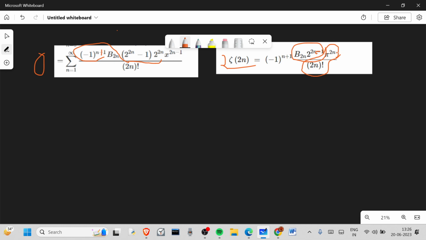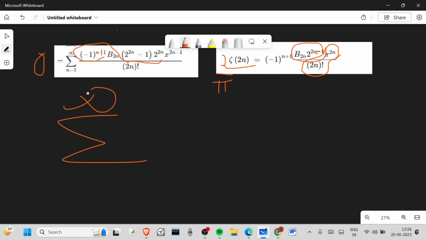That means 2 pi to the power 2n minus 1 plus 1 plus 1. So I have to do 2 by pi precisely. However, you are seeing 0 here, so it doesn't matter. So anyways, I formed this form.